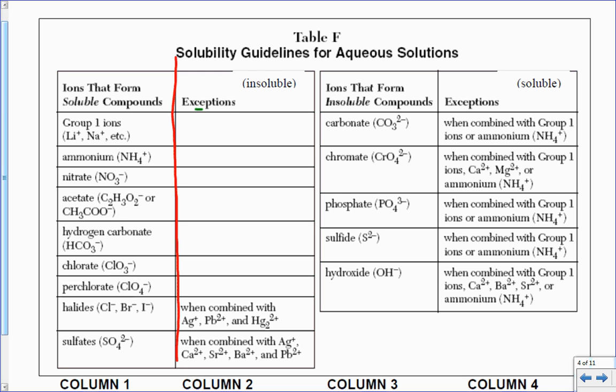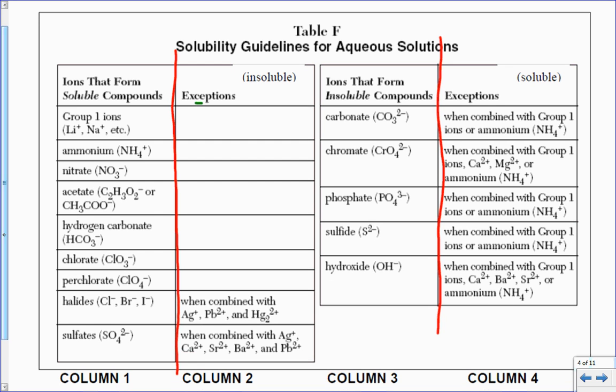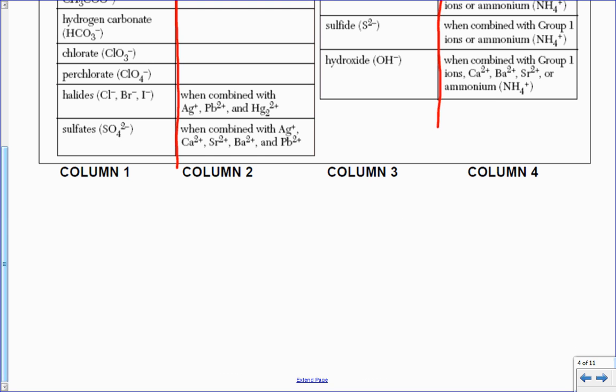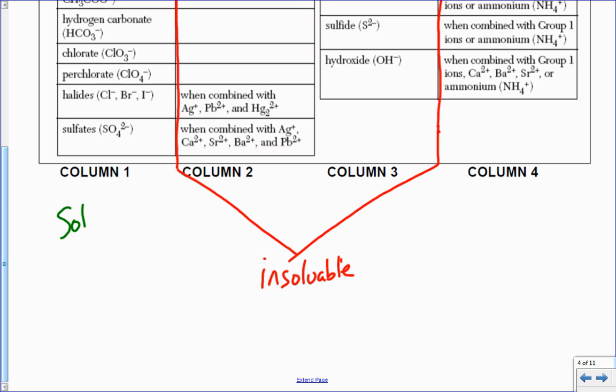So I'm going to draw a line here, and I'm going to draw a line here. I'm going to scroll down a little bit and extend the page. What I'm going to do is draw this. Both middle columns are insoluble. I can't spell, but you heard me say it: insoluble. Now this side, column 1, these are all soluble.